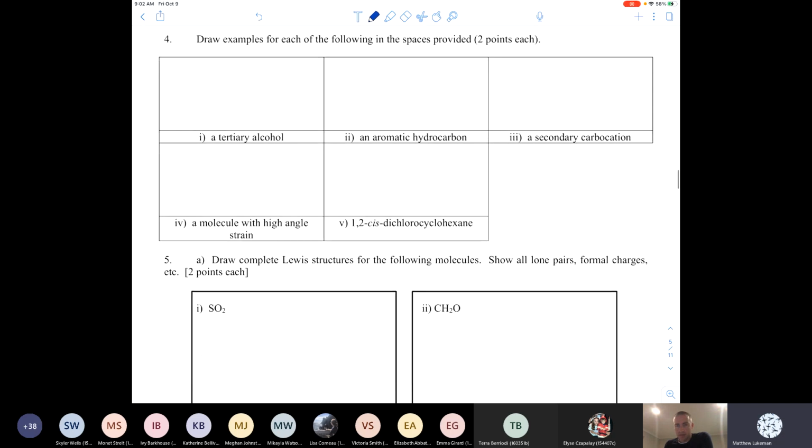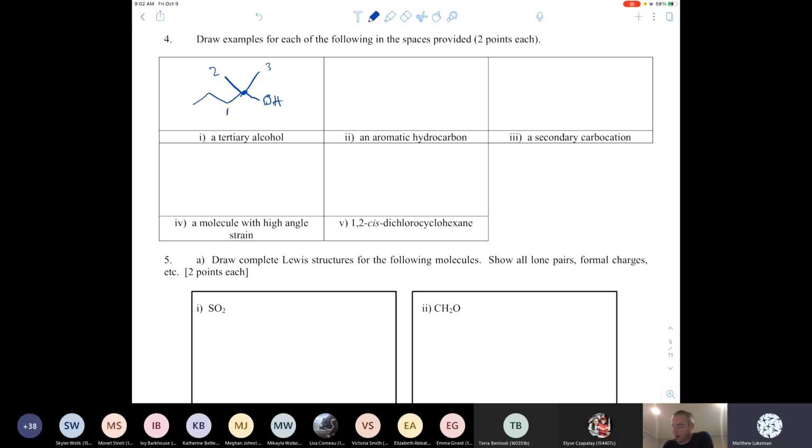Draw examples. I love this kind of question. And since I'm making midterms for you guys, remember that. I love making you guys draw things, leaving it fairly open. Like a tertiary alcohol, you could do any tertiary alcohol you want. What you need is an alcohol where the carbon that the oxygen is attached to is bonded to 3 other carbons. So that's 1. So we need 2 other carbons here like this, something like that.